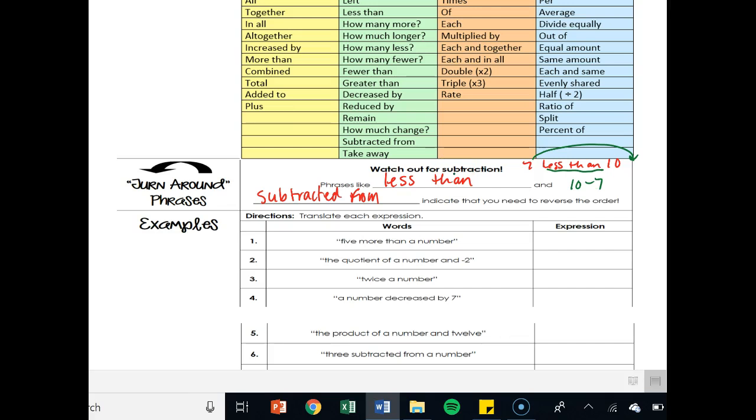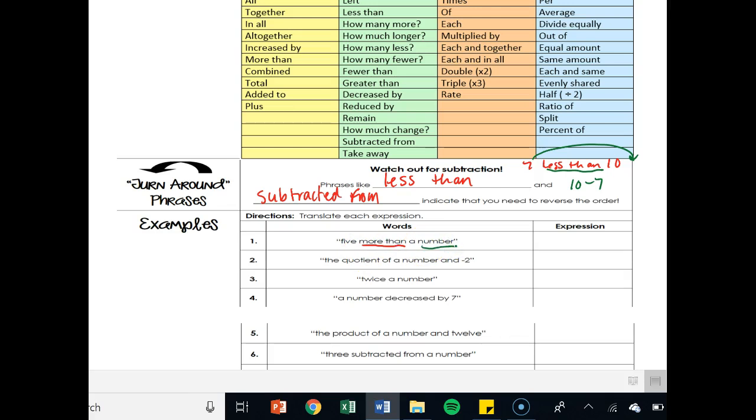So the process here is identify what the variable is and find what the operator word is. So here we go. It says 5 more than a number. So more than is our operator word. A number is our variable.